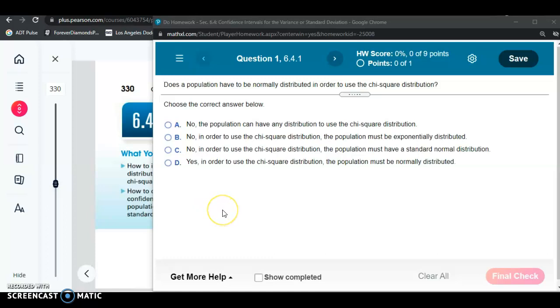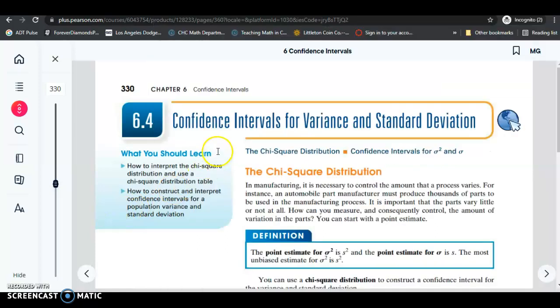Hello students and welcome. In this video we're going to go over some examples from section 6.4 on confidence intervals for the variance and standard deviation.